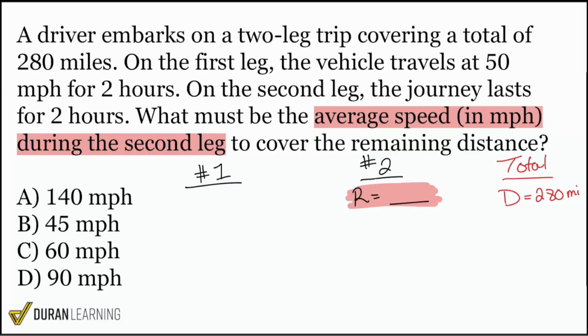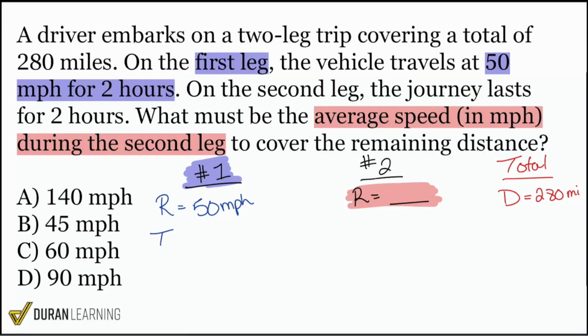Let's keep it going. On the first leg, the vehicle travels at 50 miles an hour for 2 hours. Okay, so let me highlight that nice and easy. Let me grab blue. So the first leg, which is the one right over here, we see it's 50 miles an hour for 2 hours. So the rate, 50 miles an hour. The time, 2 hours. And before you calculate, remember everybody, we don't want to make assumptions. We want to make deductions. So let's read the rest of the information. Let's take it all down.